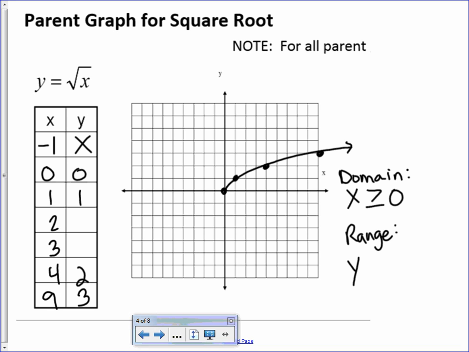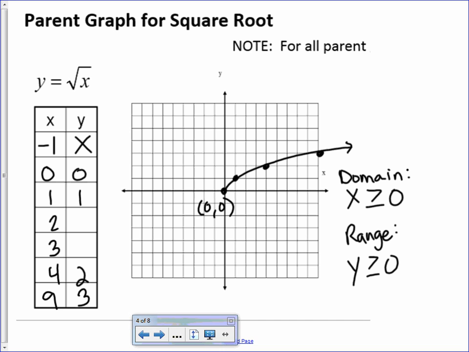What about range? What kind of y's do you get out in the parent graph? You get more positives, right? They're all above the x-axis, so they're all positive. What's the lowest y you can have? 0. At 0, 0, there's a point, correct? So this start point, the x is for domain and the y is for range. So here we'd say y is greater than or equal to 0.